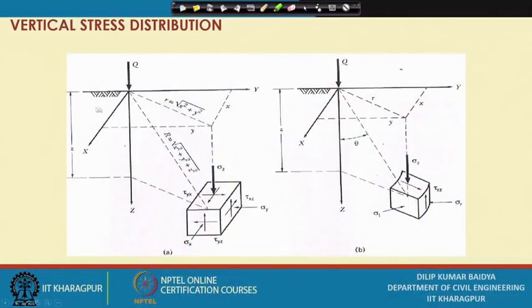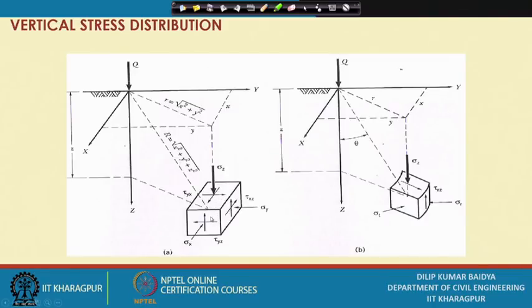Initially when the Boussinesq theory was developed, it was in a rectangular coordinate system, x, y and z, and we can consider any point at a depth z, which is at a distance x from the y axis, y from the x axis, and at z from the xy plane. So, this is the point, shown in a little enlarged, exaggerated way.